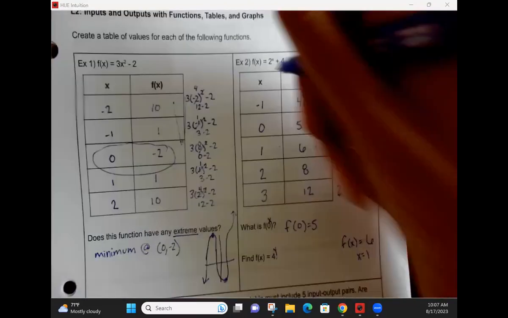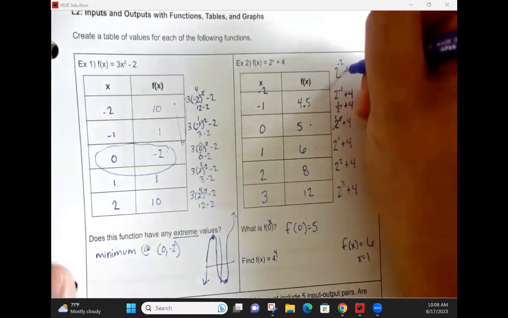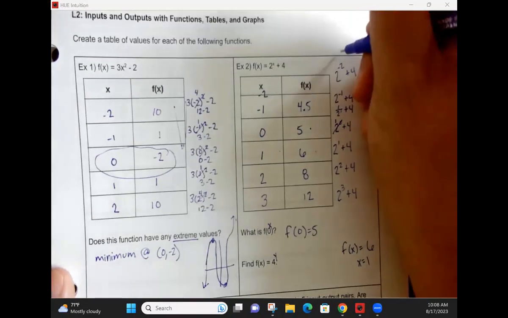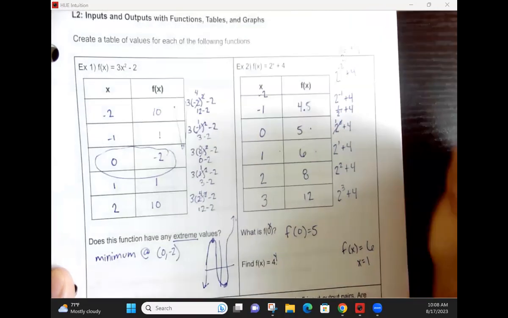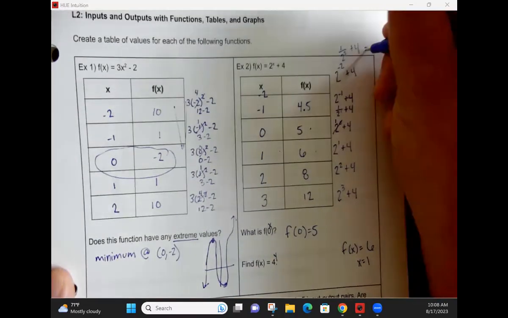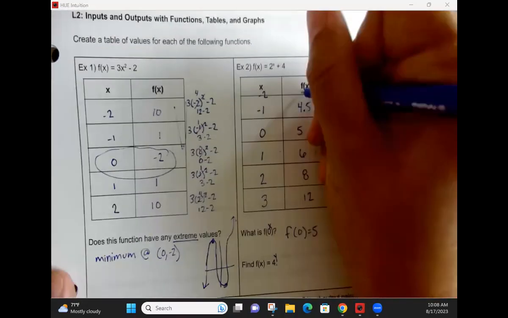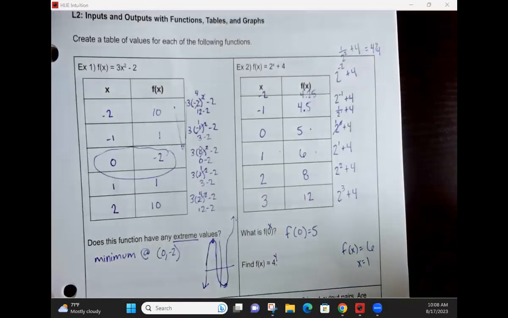Try -2. Let's try it. So this would be 2 to the -2nd power plus 4. So remember, this is going to be reciprocal. So this would be 1 over 2 squared plus 4. So that would be 4 and a fourth, right? 4.25. Not quite. Why not?